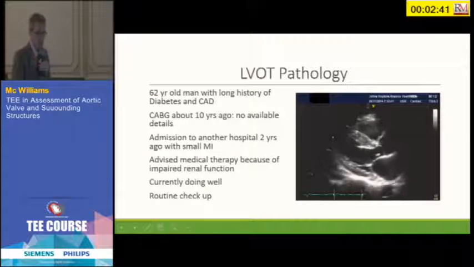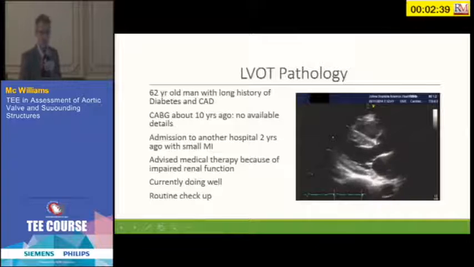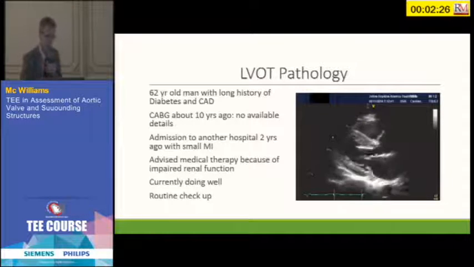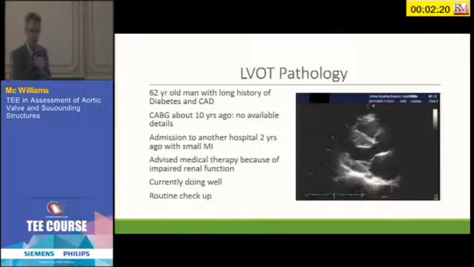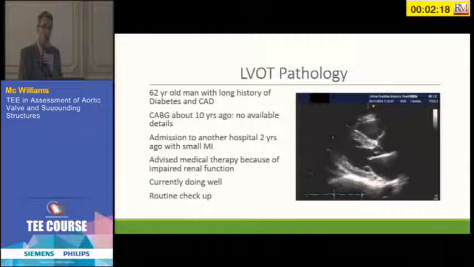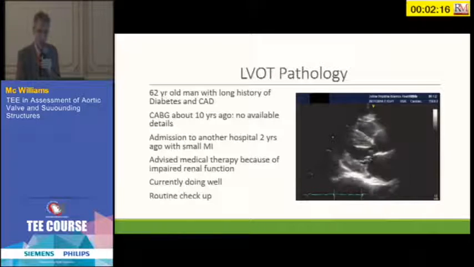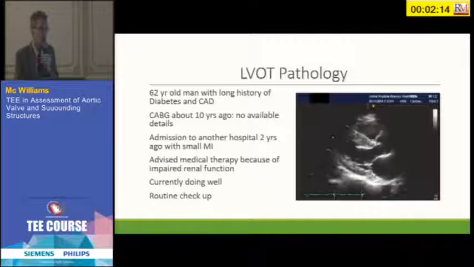What about LVOT pathology? This is a 62-year-old gentleman. He had diabetes, hypertension. He had CABG about 10 years ago. He had a non-ST segment elevation MI 2 years earlier. He's got renal impairment, and he's actually doing quite well. He has mild breathlessness, routine checkup, and a transthoracic echo was advised for assessing LV function. Anyone see any abnormality on the echo?